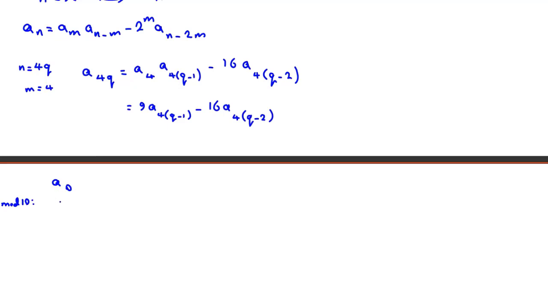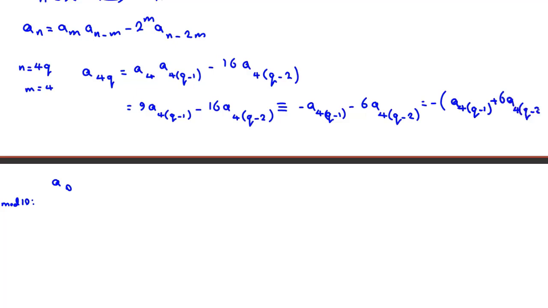A0 is what? If you consider mod 10 here, you can say it is negative A4Q minus 1, minus 7, minus 6. You add 10, A4Q minus 2, so it is equal to negative A4Q minus 1 plus 6A4Q minus 2. Okay, so A0 is what? A0 is 2. A4 we said is 9.